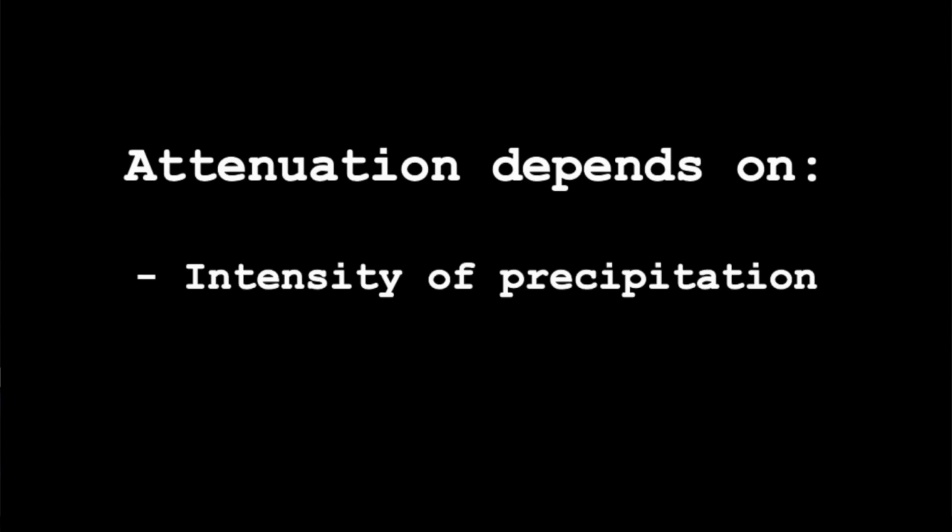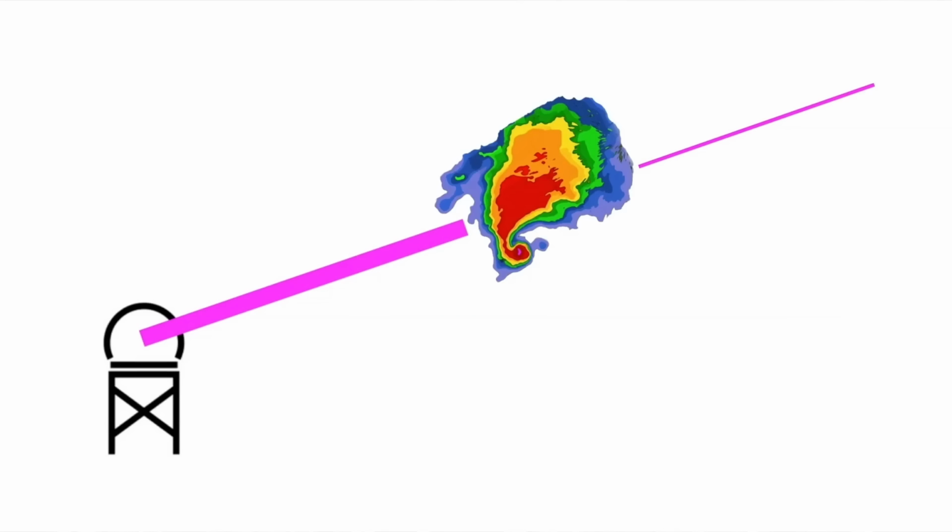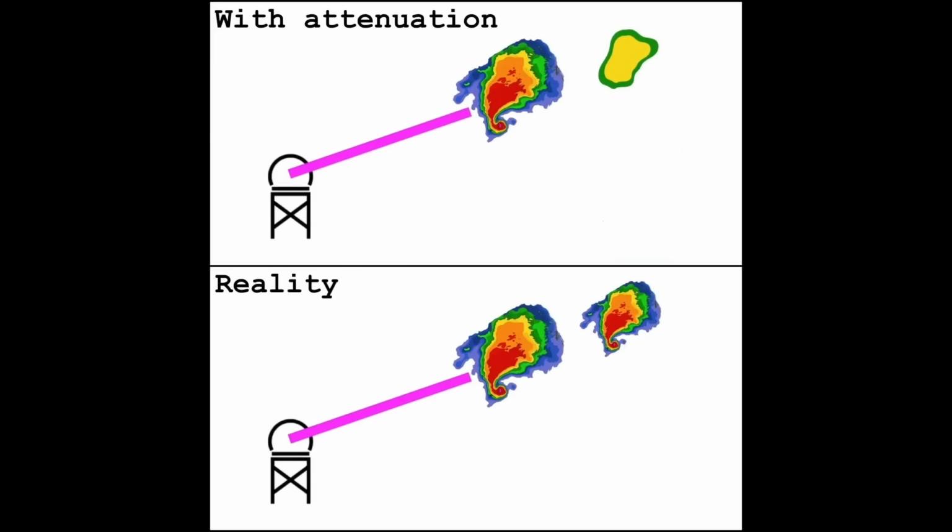The amount of energy that's absorbed and, therefore, the amount of attenuation depends on the intensity of the precipitation and the wavelength of the pulse. If a radar beam passes through a light shower, the attenuation will likely be fairly minimal, but if it passes through, say, the heavy precipitation core of an intense supercell, the attenuation will be much greater, often erroneously decreasing the apparent intensity of more distant storms in line with the supercell's core.